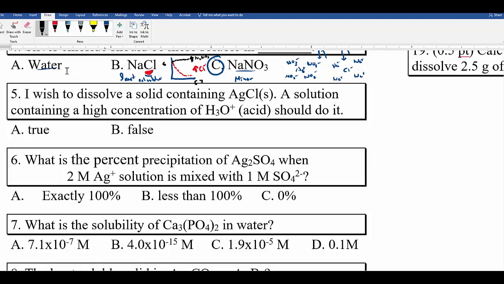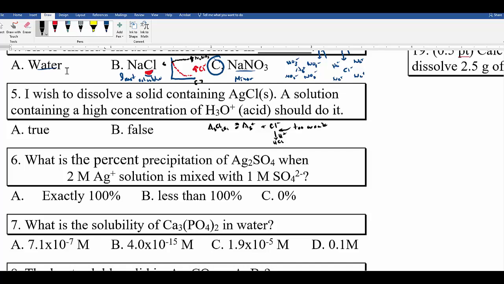5. I wish to dissolve a solid containing silver chloride. A solution containing a high concentration of H3O plus should do it. In this case here, we're looking at saying if we could see a shift, Le Chatelier's shift to the right. Although this is a base, this is too weak. Because if I add H plus here, I'm going to get HCl. This is a strong acid. It's not going to do anything.